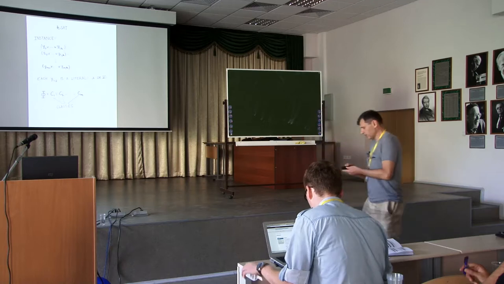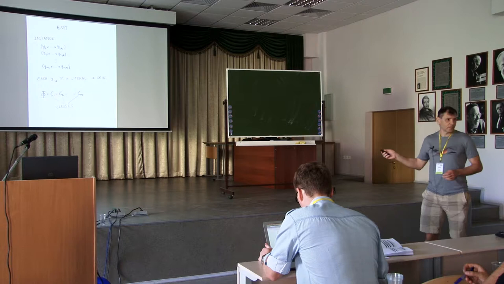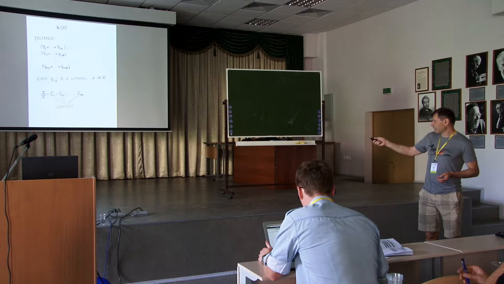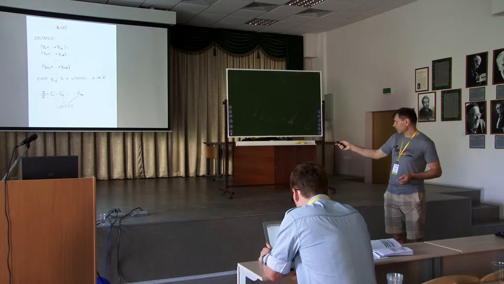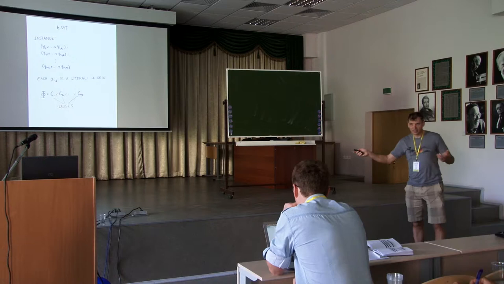Okay, so a literal, as all of you know, is either a variable or its negation. And these disjunctions of k-literals are called clauses. So this is the terminology, and we are all familiar with k-SAT. Let me know if you are not. Being computer scientists, probably we are.